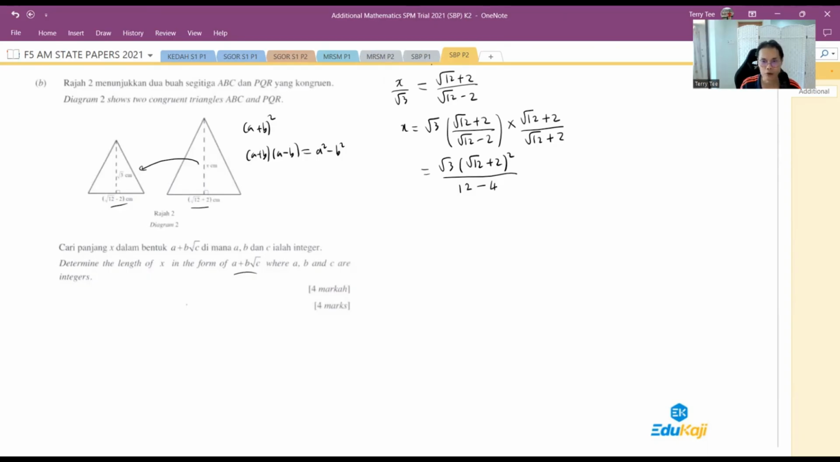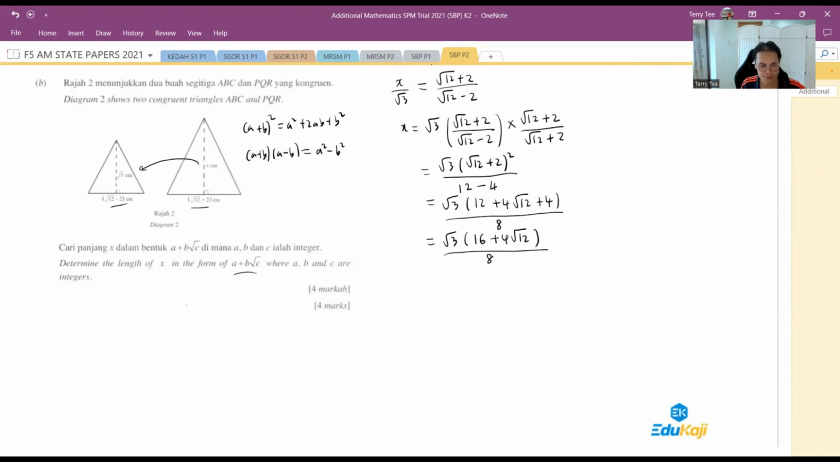Okay, now for your numerator, I like to expand using this a square plus 2ab plus b square. My a is surd 12. Surd 12, when you square it, is just 12. The middle term is 2 times surd 12, which is 4 surd 12. And last term, 2 square gives us 4. My denominator is 8. Okay, next, let's keep the surd 3 here. 12 plus 4 is 16. Keep the 4 surd 12 divided by 8.